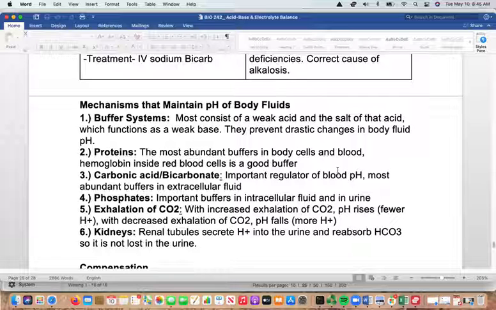Exhaling carbon dioxide, so when you increase the exhalation of carbon dioxide, the pH rises. With decreased exhalation, carbon dioxide levels are going to increase and the pH falls. And then the kidneys, the renal tubules can secrete hydrogen into the urine and reabsorb bicarbonate, so it's not lost in the urine.